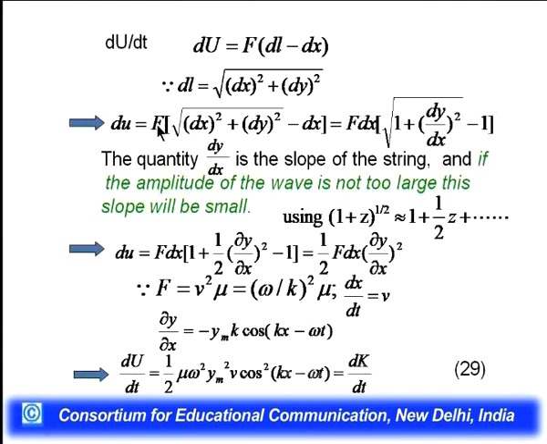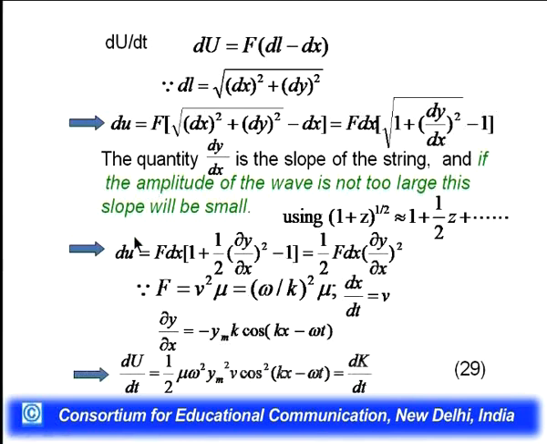dU is equal to f times (dl minus dx). This will become f dx, taking dx common, times (the square root of 1 plus (dy by dx) squared, minus 1). The quantity dy by dx is the slope of the string, and if the amplitude of the wave is not too large, this slope is very small, so we can approximate the root as 1 plus 1 by 2 z. Now we can replace this value: dU equals f dx times (1 plus 1 by 2 (dy by dx) squared minus 1), and so on.